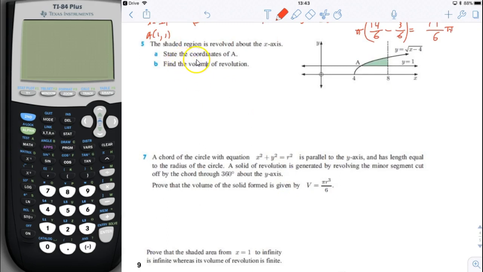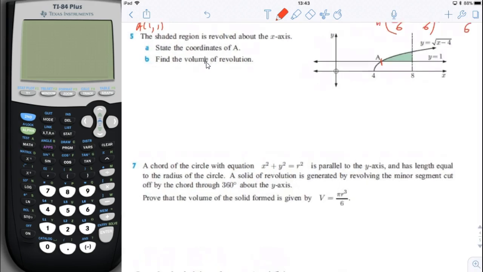Okay, let's do number 5. The shaded region is revolved around the x-axis. State the coordinates of A, and find the volume of revolution. Okay, so we're going to find this point first. Again, this is not going to be too challenging, so we'll just do it without the calculator.